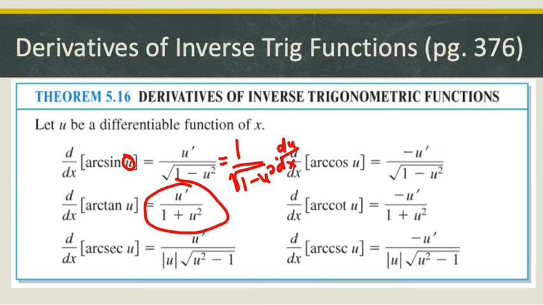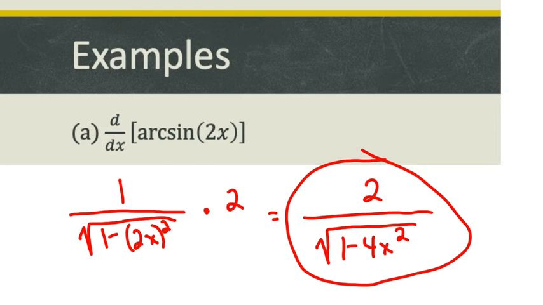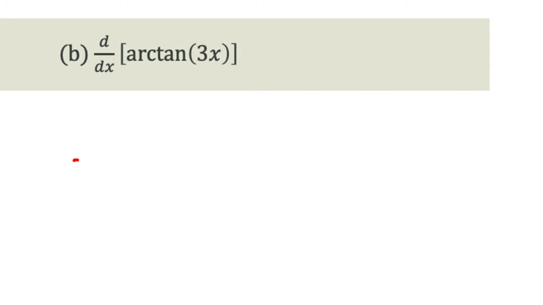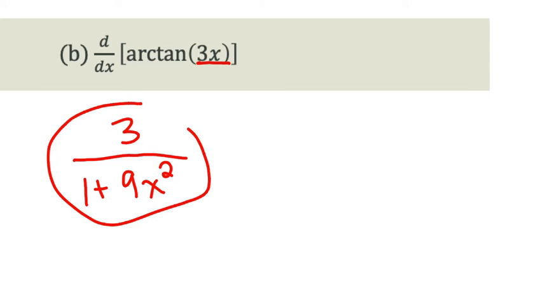This is our derivative for arctangent, u prime over 1 plus u squared. So we can do this the shortcut way. U prime would be the derivative of the inside, which is just 3. And then the denominator is 1 plus, and then square that, we get 9x squared. Okay, so that's your final answer. We can't do anything with that to simplify it. That's it, we're done.